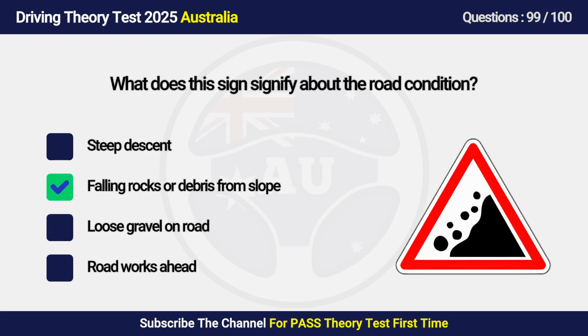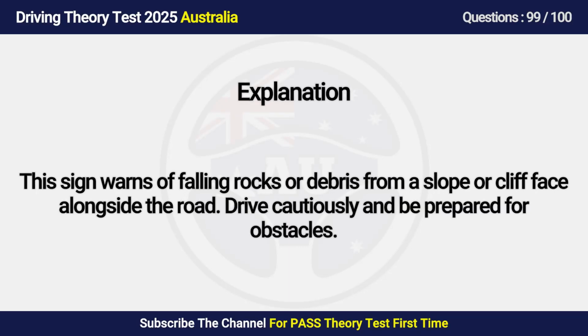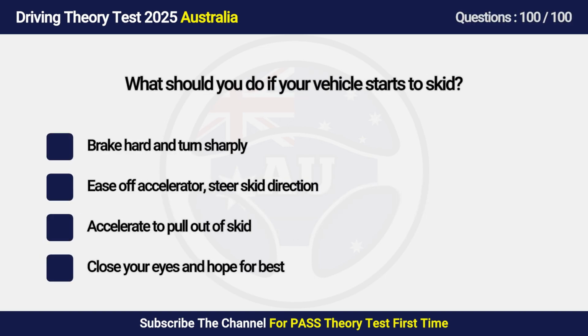Answer is B. Falling rocks or debris from slope. This sign warns of falling rocks or debris from a slope or cliff face alongside the road. Drive cautiously and be prepared for obstacles. Question 100. What should you do if your vehicle starts to skid? A. Brake hard and turn sharply. B. Ease off accelerator, steer skid direction. C. Accelerate to pull out of skid. D. Close your eyes and hope for best.